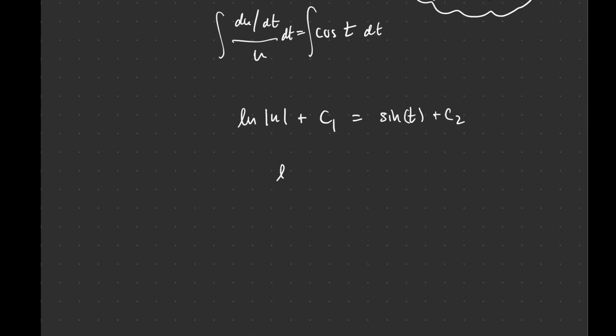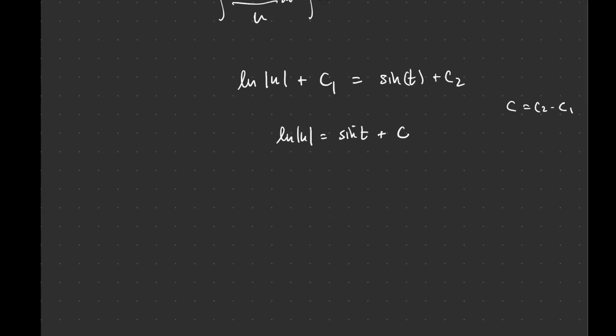Again, we'll collapse those constants of integration. Just be sine t plus c. We'll know that c is c2 minus c1. And to solve for u here, we will raise both sides as powers of e. So then the left-hand side will cancel out. We'll be left with absolute value of u equals e to the sine t times e to the c.